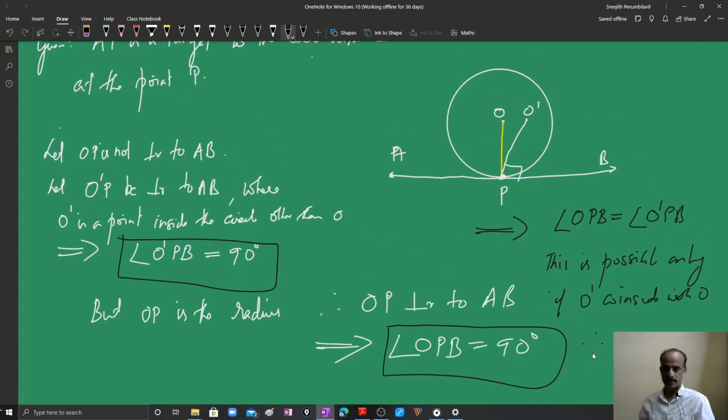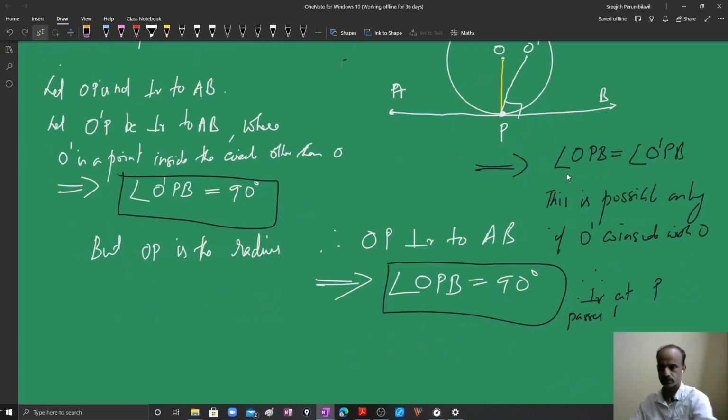This implies that the perpendicular at P passes through the center. Actually, this coincide means O dash P and OP are the same.